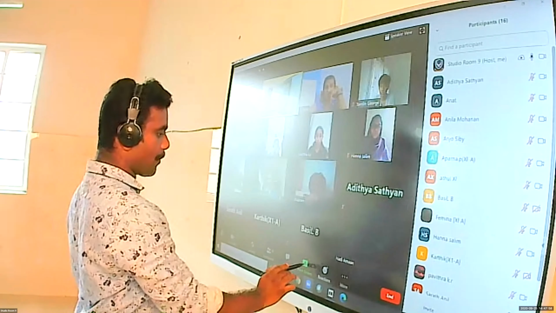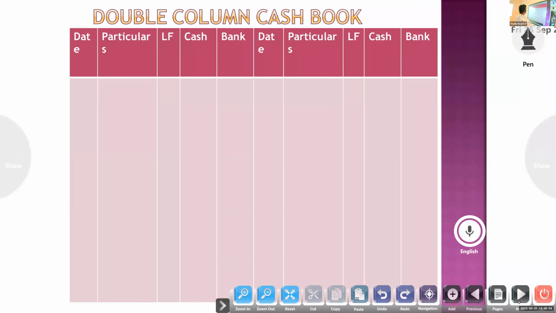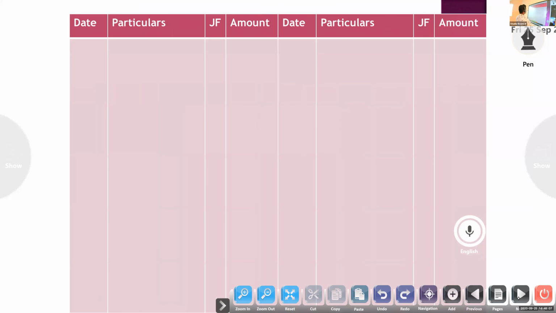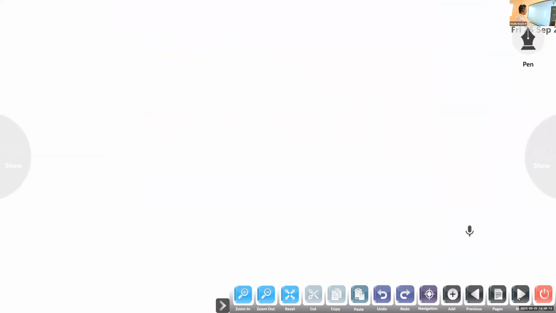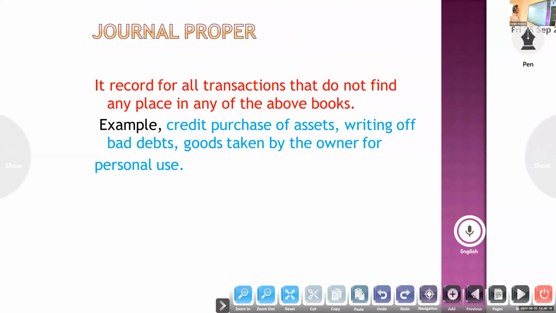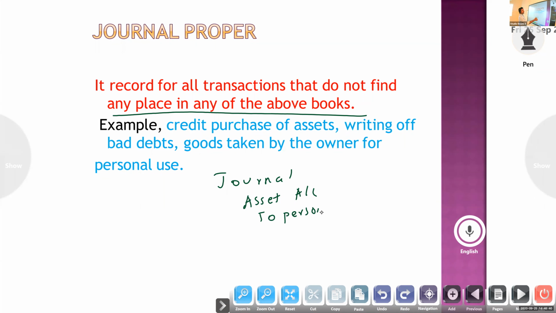So what do you mean by journal proper? It is other than all the transactions. Journal proper means here we are recording all the transactions that you do not find any place in any of the above books. That is journal proper. Normal journal format is journal proper. For example, credit purchase of asset: the entry will be asset account debit to that person, and it will come in journal proper.